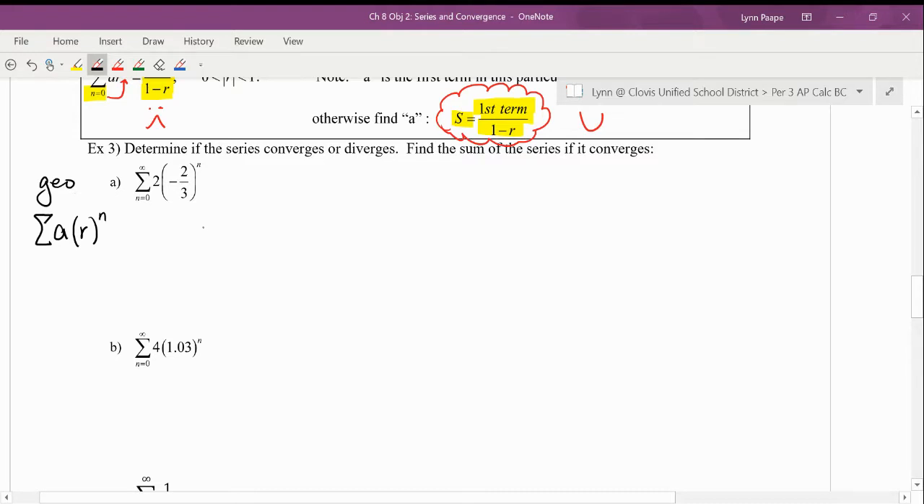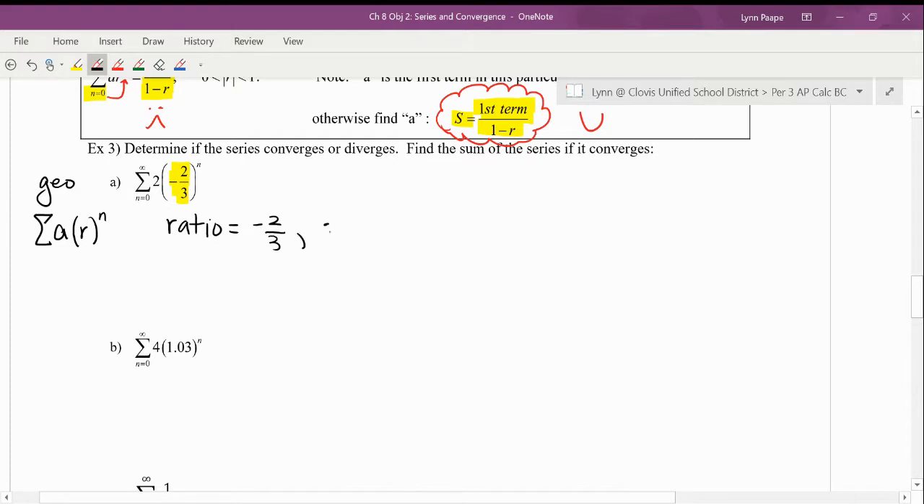So I recognize that it is geometric. And so what is that ratio? That ratio is the base of the variable exponent. So for this particular problem, I can see that my ratio is negative 2/3. And again, that's because that's the base of that variable exponent. And because that ratio is negative 2/3, I can make a conclusion.